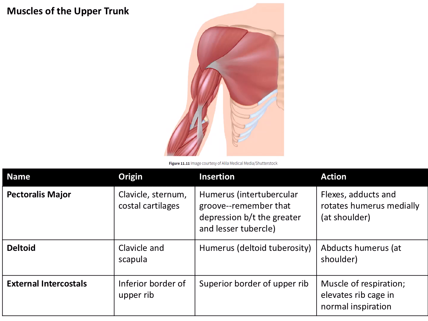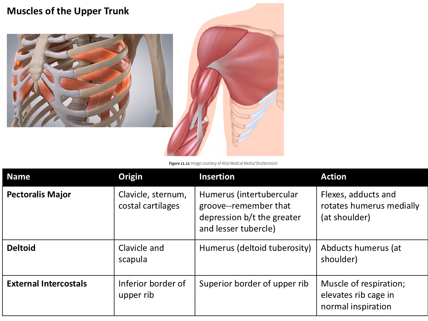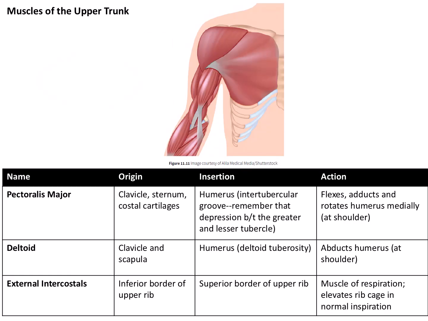The external intercostal muscles are toward the surface of the body between the ribs. They are not visible in this image. They originate on the inferior border of the upper rib, and they insert on the superior border of the lower rib. These are the muscles of respiration. When they contract, they elevate the rib cage, allowing air to enter the lungs. We will learn more about how this muscle is involved in respiration in A&P 2.